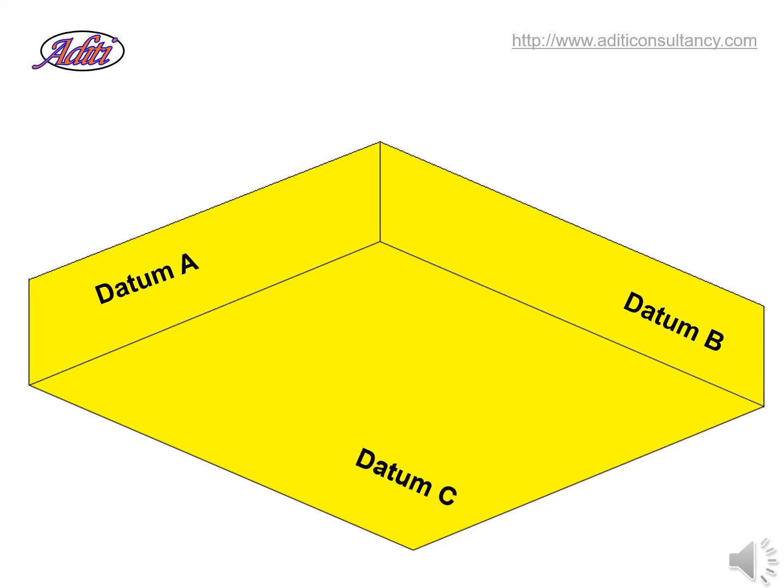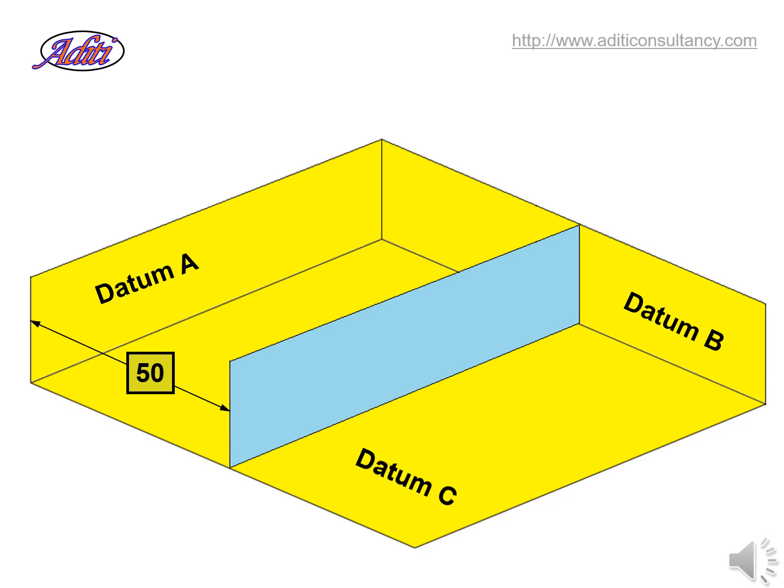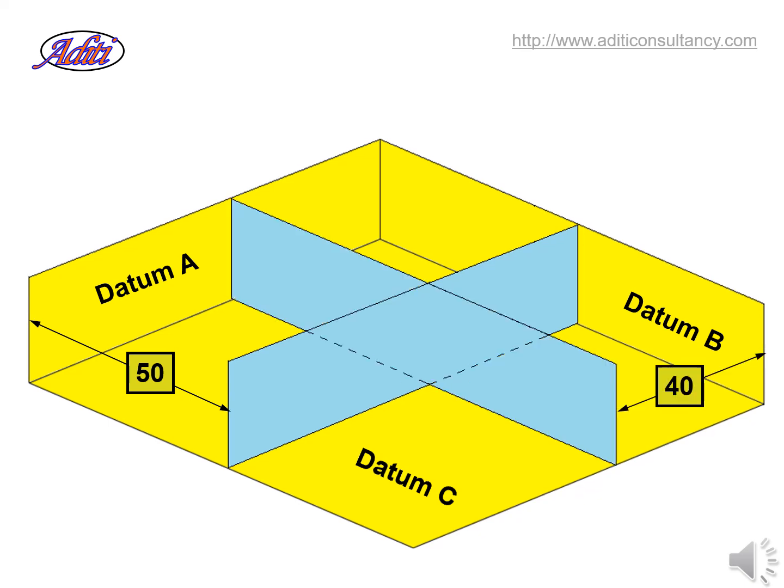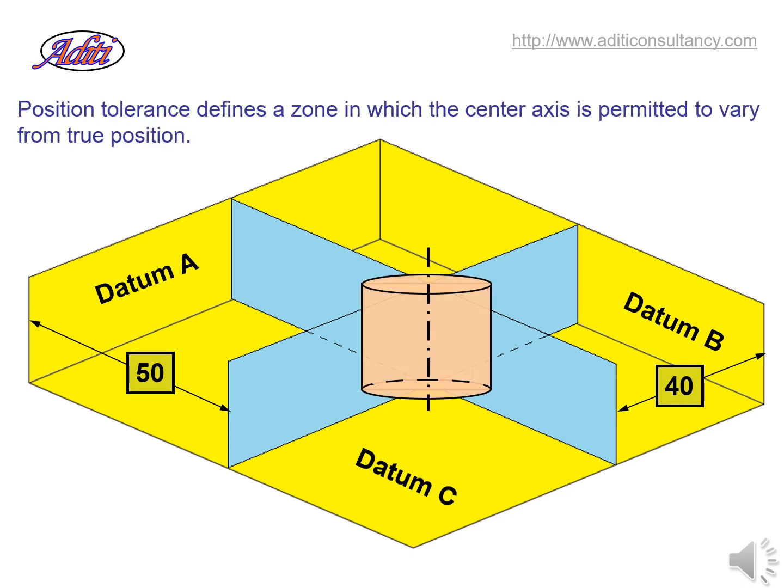Now, with respect to datum A, a plane 50 mm apart and parallel to datum A will get fixed. And with respect to datum B, a plane 40 mm apart and parallel to datum B will get fixed. Intersection of these two planes is where the axis of the drilled hole is supposed to be.